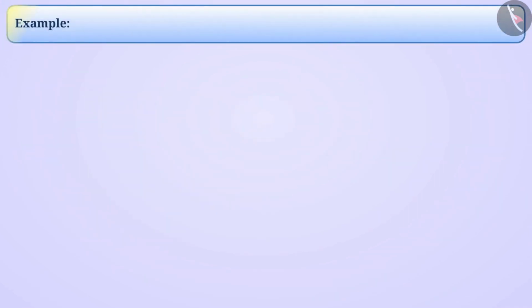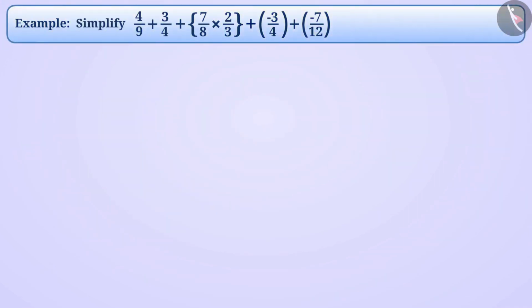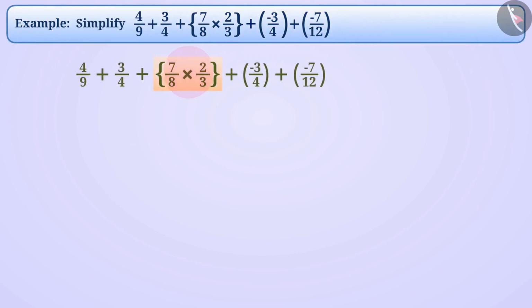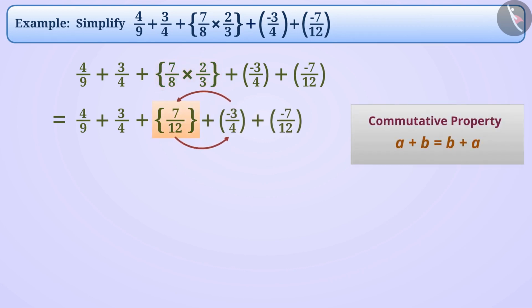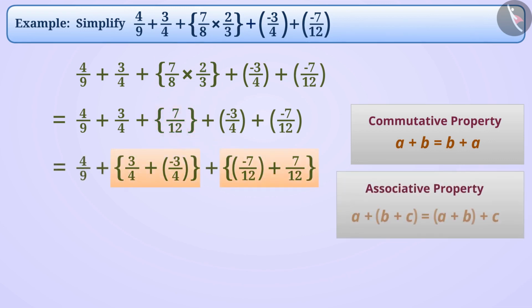Next example, simplify. First, we will solve the multiplication operation. Simplifying 7 by 8 multiplied by 2 by 3 gives answer 7 by 12. Now, with the help of commutative property of addition, we will change the order of numbers and form their groups with the help of associative property.